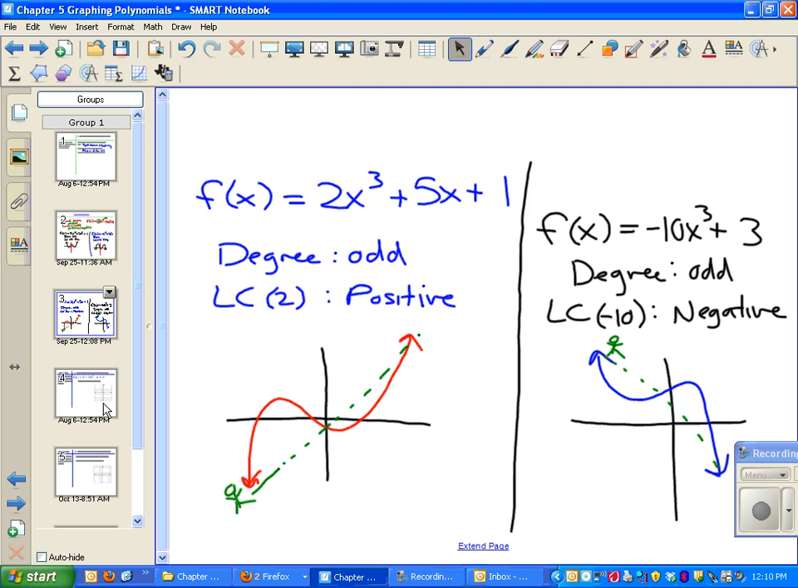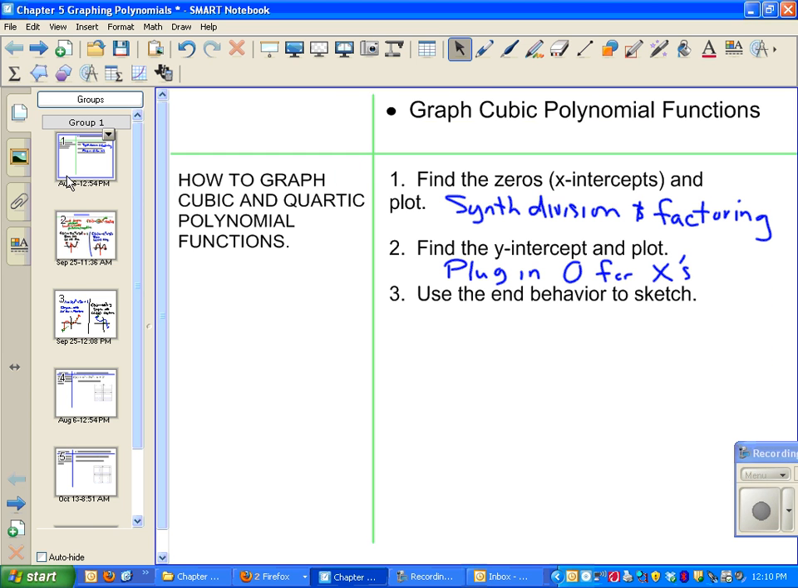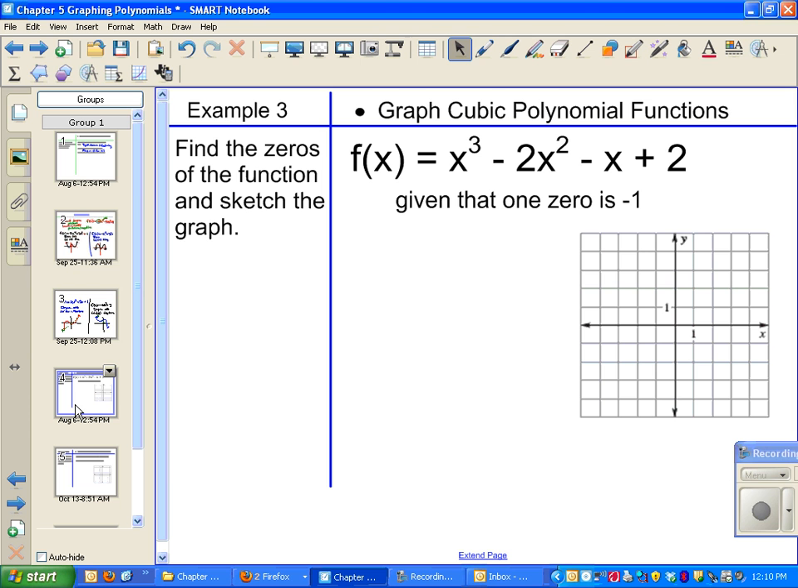And then let's graph a few examples. All right, so we're going to find the zeros and sketch the graph. So our goal, let's look back at our steps. Our steps would be to find the x-intercepts, find the y-intercept, and then use the end behavior. So we're going to find the x-intercepts. Now, if you can do all of this, then go ahead and pause the video and graph it, and then you can fast forward this part. But let's see. So when we find x-intercepts, we know 1, 0 is -1. So I'm going to draw my thing.